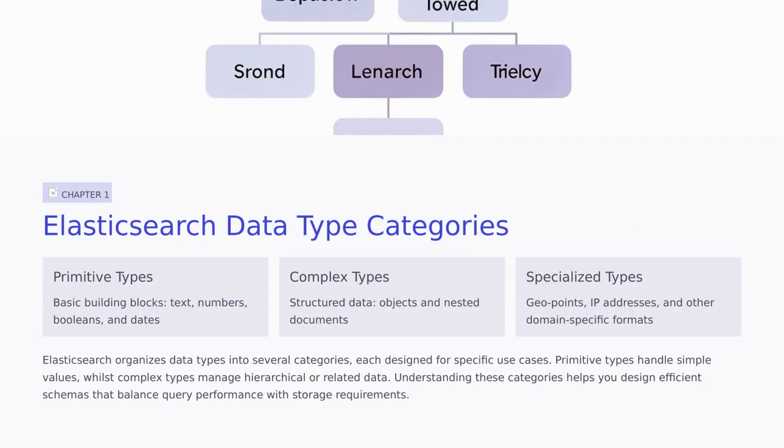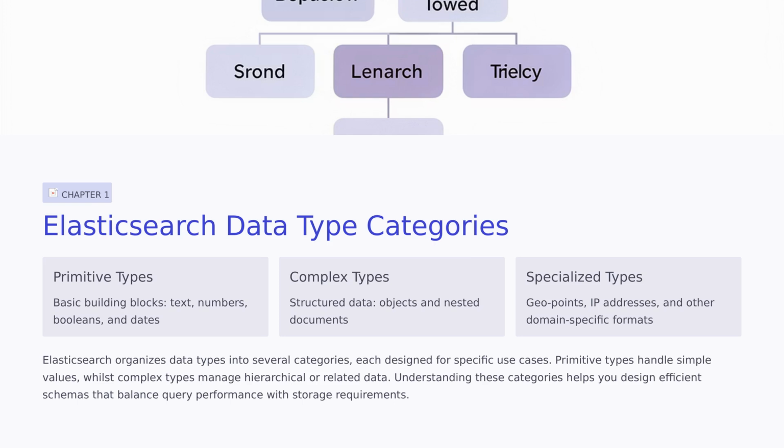What are the key categories of data types in Elasticsearch? In Chapter 1, we delve into the essential classifications. Primitive types encompass fundamental elements like text, numbers, booleans, and dates. Complex types handle structured data such as objects and nested documents. Additionally, specialized types cater to unique formats like geopoints and IP addresses.